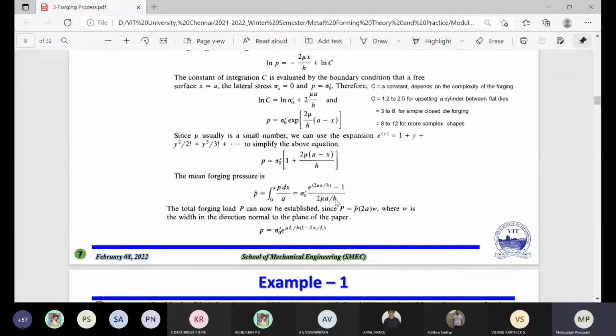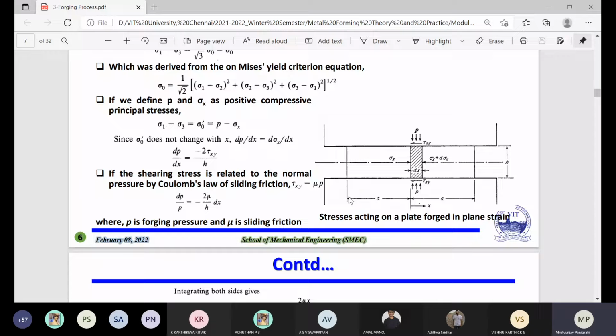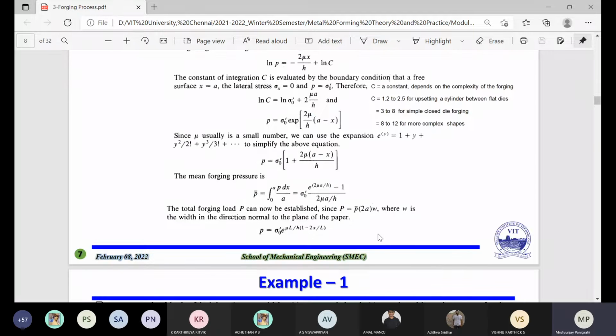Okay, sir. Okay, so now you got two things: one is the forging pressure, and one is the average forging pressure or the mean forging pressure. One more thing, you have the total forging load P, and this P you can make P bar into 2a into W. Why are you telling total forging? Because initially you considered x, then you considered a. So now we are considering total load, and total load is for 2a, not for the small part, the half part. So whatever the average forging pressure you have, into 2a, and whatever the width you have, into W, where W is known as the width. So you will find this equation.